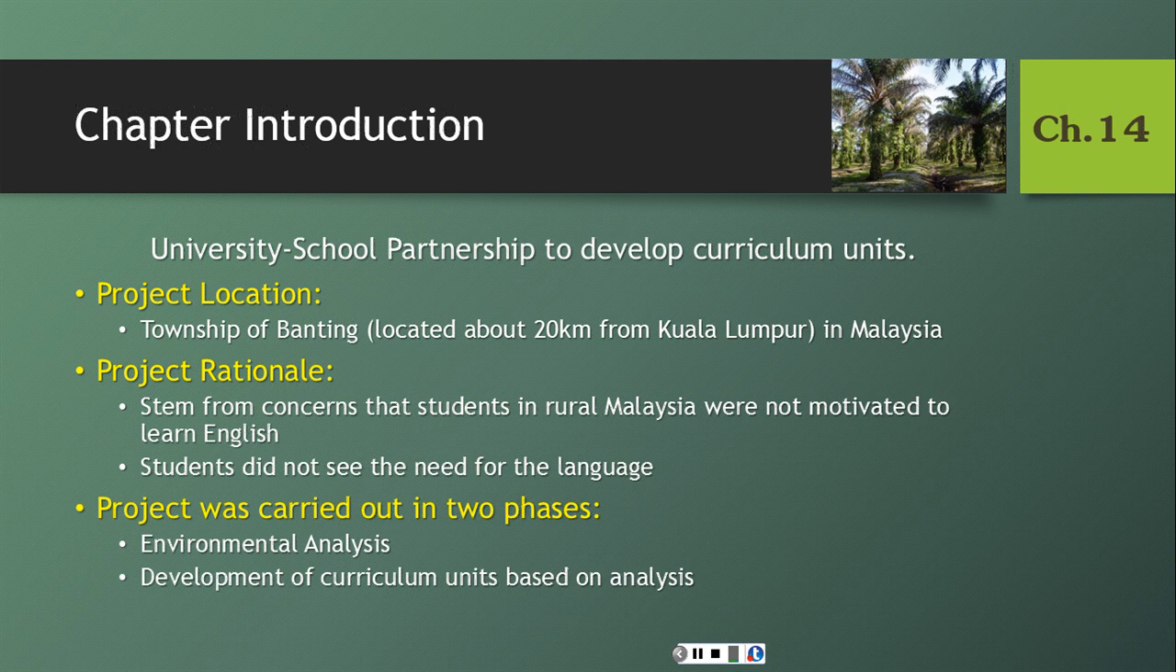This chapter begins by introducing the curriculum project that was developed by a university-school partnership. This project was located in Banting, Malaysia. The project rationale stemmed from concerns that students in rural Malaysia were not motivated to learn English. Students did not see the need for the language in their daily lives.